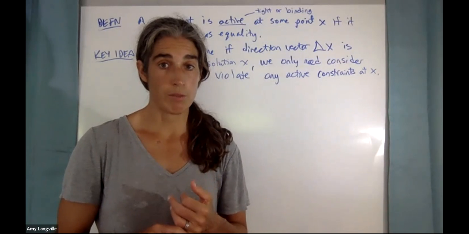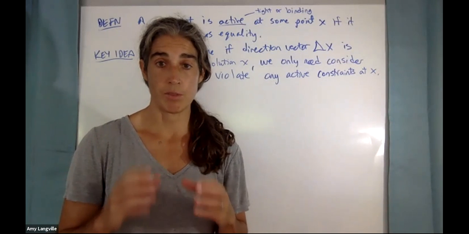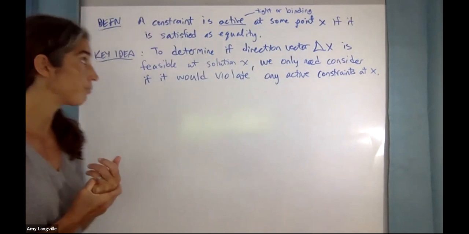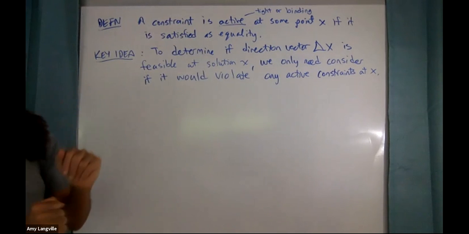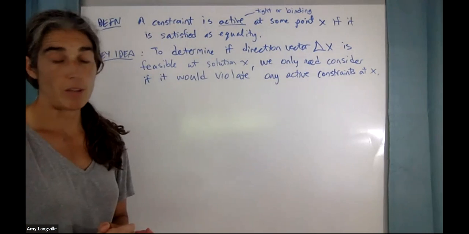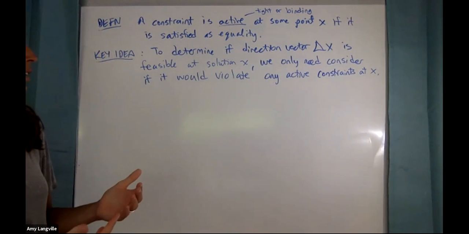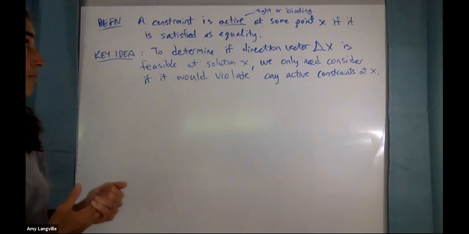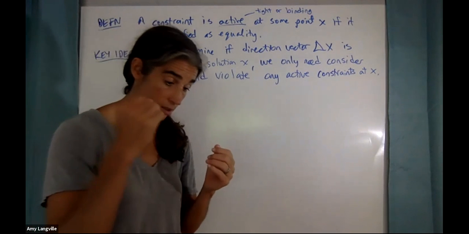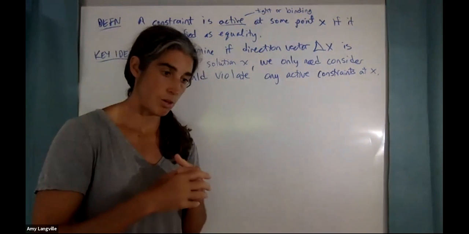Remember, whenever you're asked about feasibility, that means you're going to be focusing on constraints. So let's think about our constraints. We're going to have a couple definitions here. A constraint is said to be active, and some books like to use the language tight or binding as well, if at some point x, it's satisfied as an equality. So there has to be a point where that constraint is satisfied as an equality.